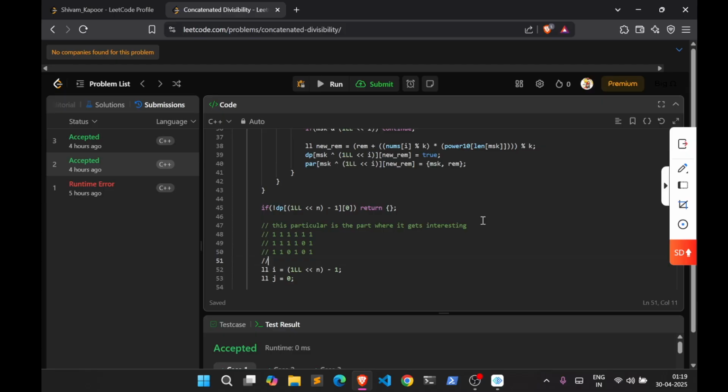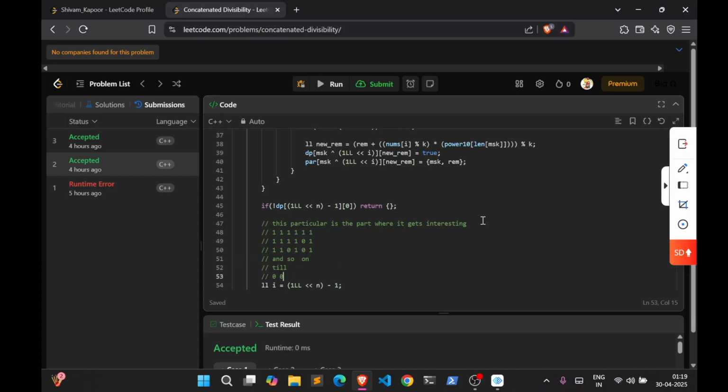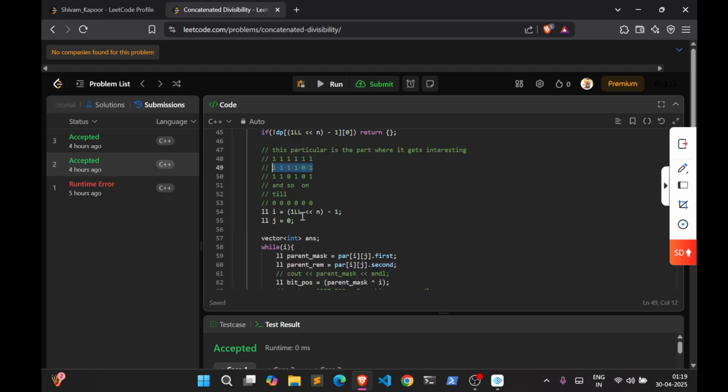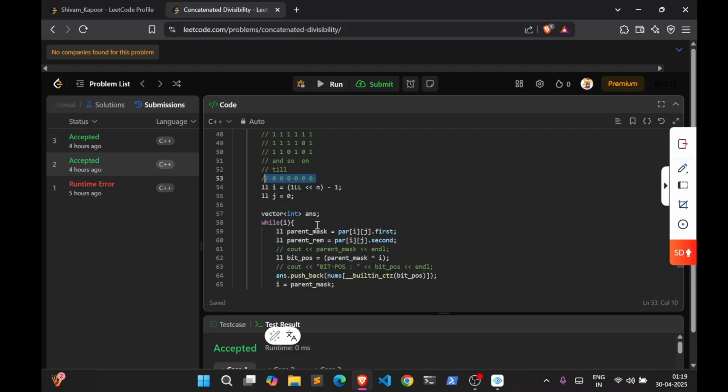Having a little lag, until 0 0 0 0 0 0. So this particular part is where it gets interesting. Initially I have this, and I have linked to this. So what I would do is, while my I is greater than 0, because when it comes to this, my answer has come and my I has become 0.